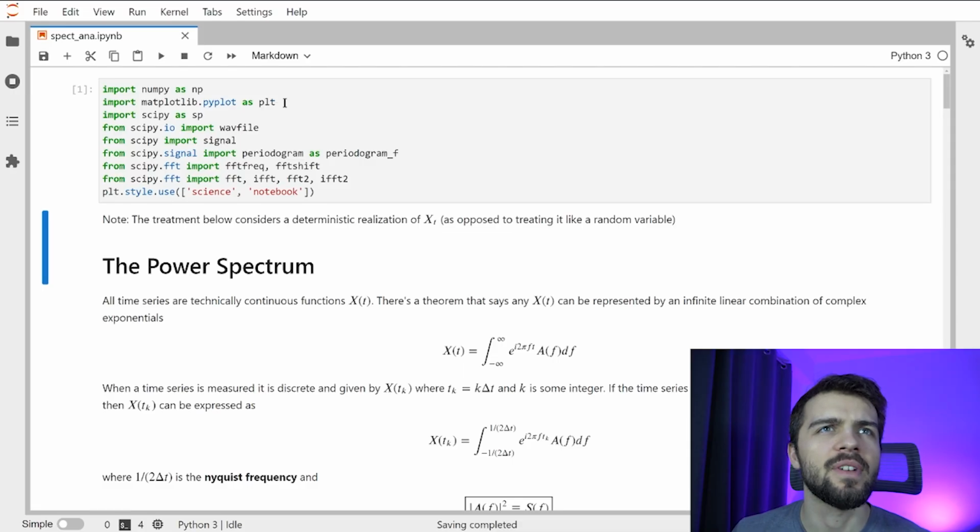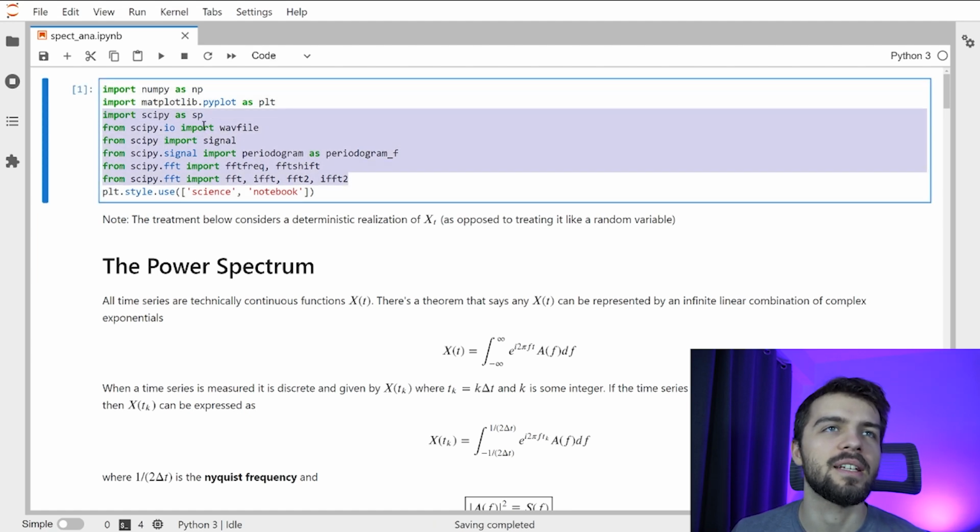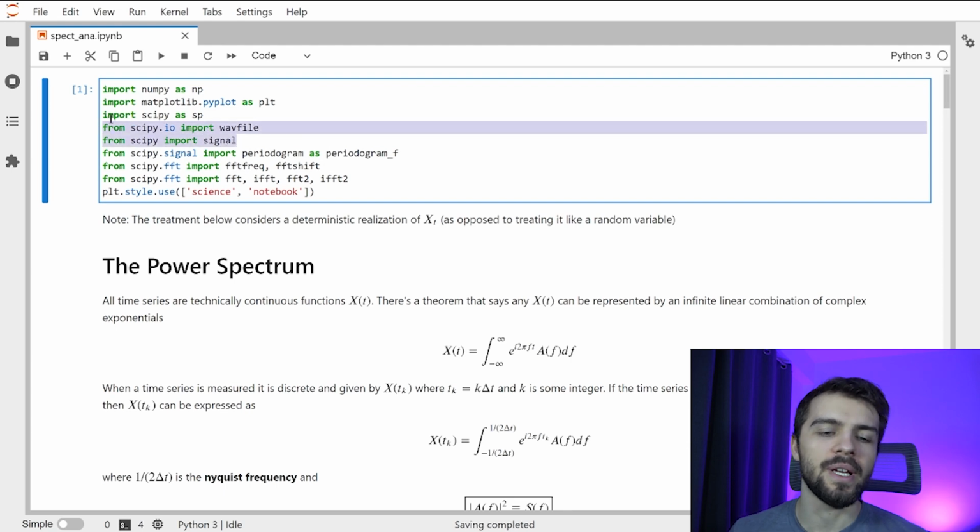So we basically have NumPy and Matplotlib as normal. I have a number of functions here from SciPy today, including some stuff with wave files and signal. These will be useful for opening data. I've actually recorded guitar audio that we're going to open up and look at.